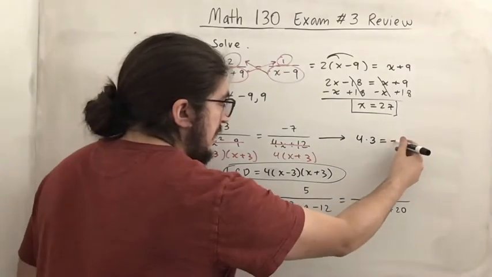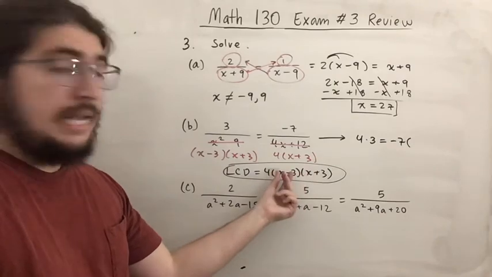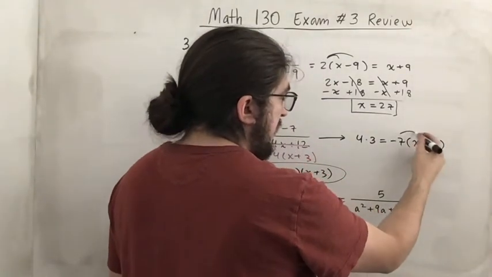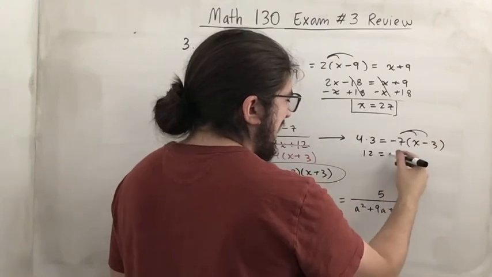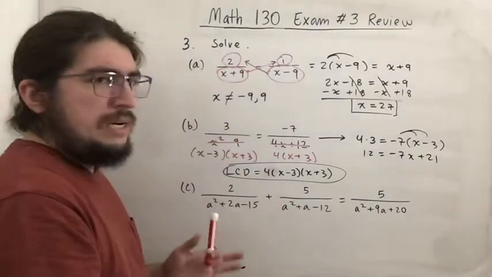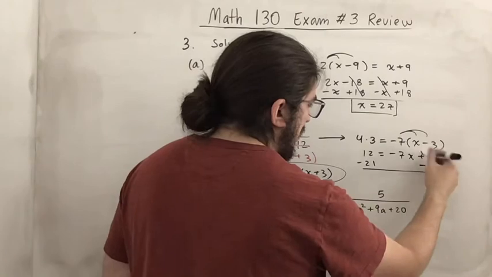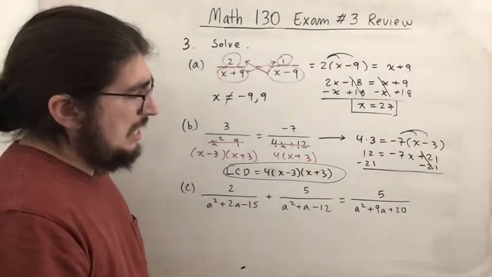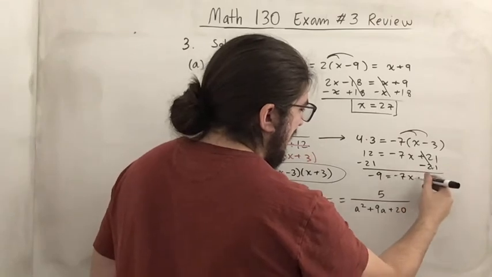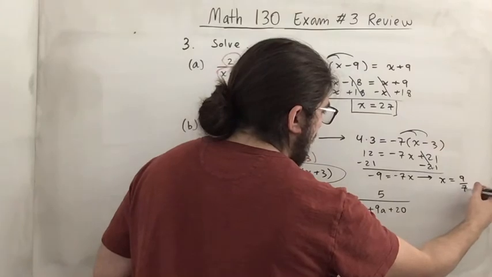On the other side, we get -7 multiplied by what doesn't cancel with this denominator. These two cancel, the x minus 3 doesn't. Distributing the -7, we get -7x plus 21. So that's pretty simple to solve. Subtract the 21 over. 21 minus 12 is a 9, so that's going to be -9 is equal to -7x. So that means dividing by -7, x is equal to +9 over 7.